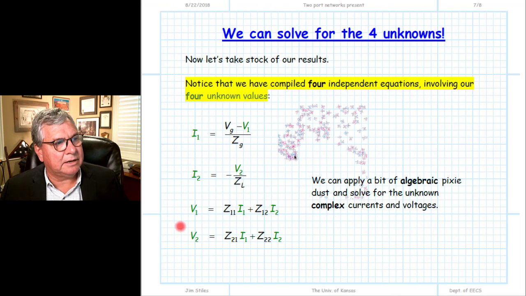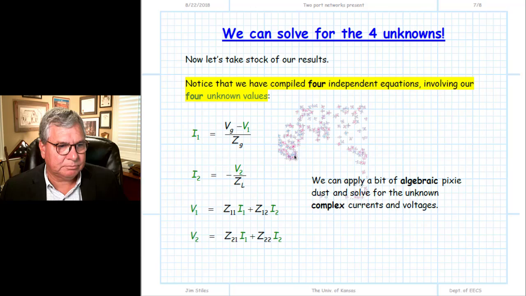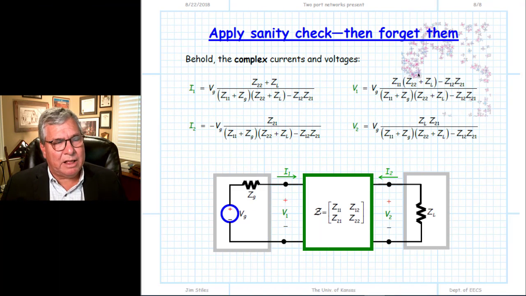These then, collecting them, are the 4 equations that we have for the previous circuit, 4 equations, 4 unknowns, and we just sprinkle some algebraic pixie dust on our equations and do a little work, and we can get the solutions for each of the currents and voltages. So we do algebra and we get these results, 2 currents and 2 voltages.